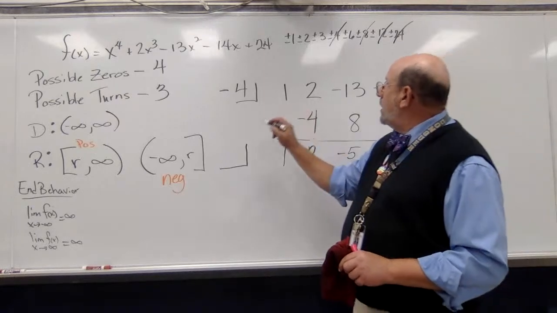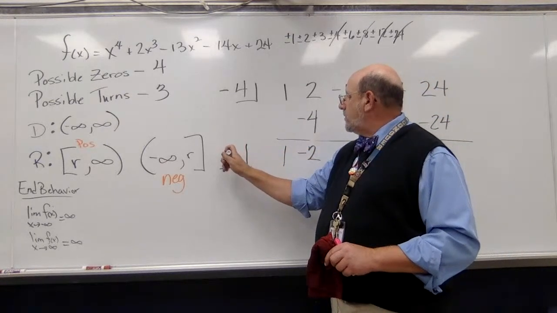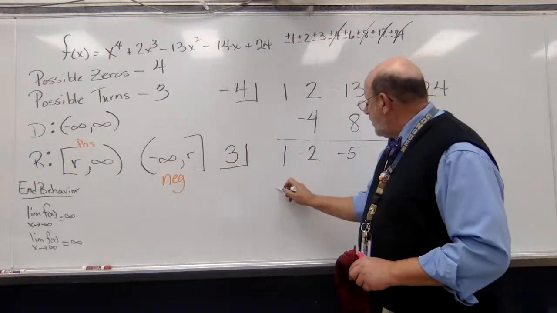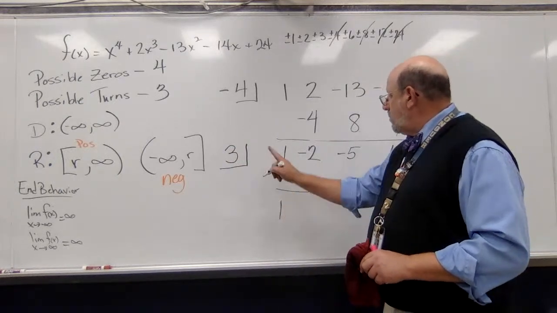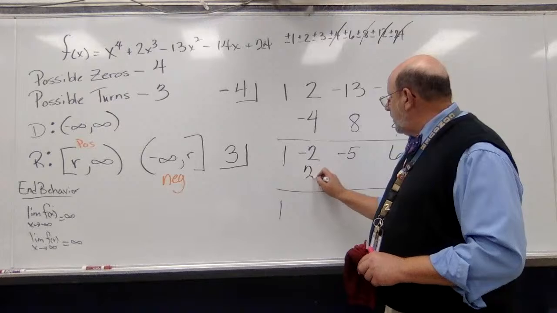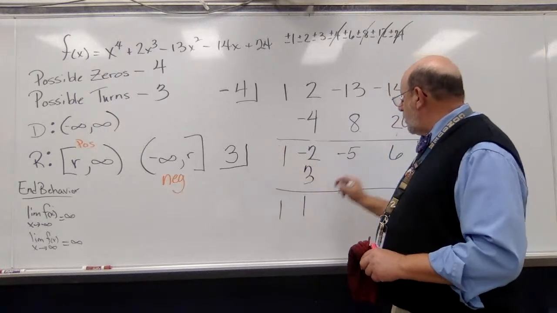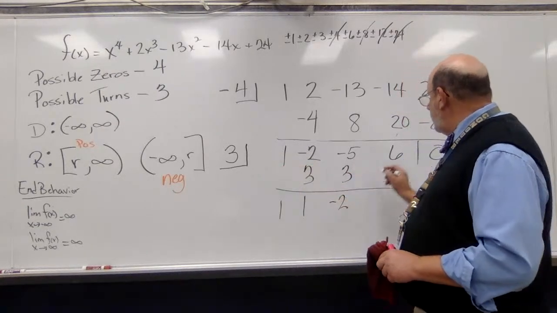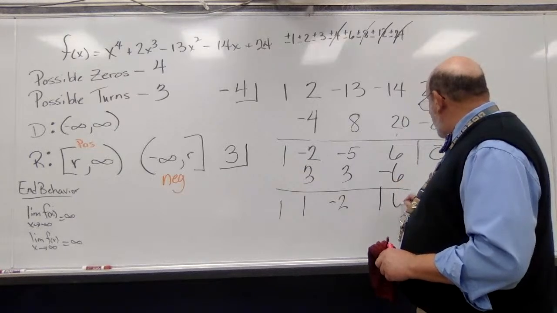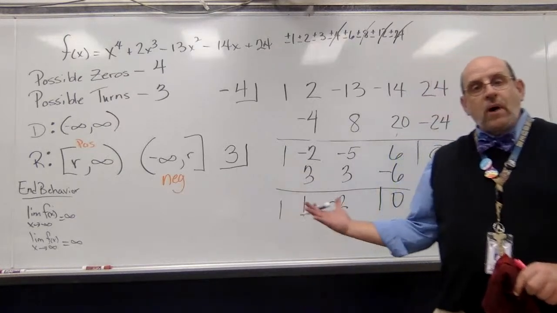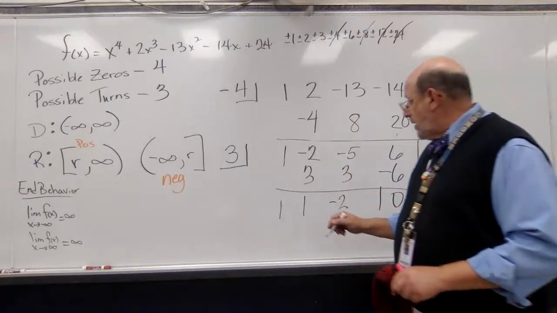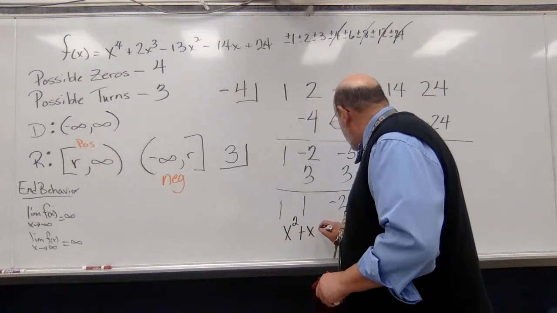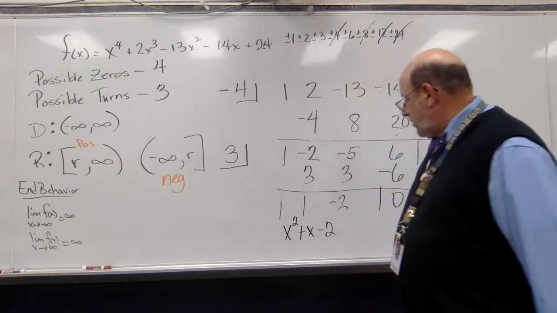All right, so let's go ahead and put 3 in there. Let's see what happens. So I drop it down. I multiply by 3. 1 times 3 is 3. That's a 1. 3 times 1 is 3. Ah, look, -2. 3 times -2 is -6. Look at that, I have a 0. Now, what am I left with? This is the cool part. I have a quadratic. x squared plus x minus 2.